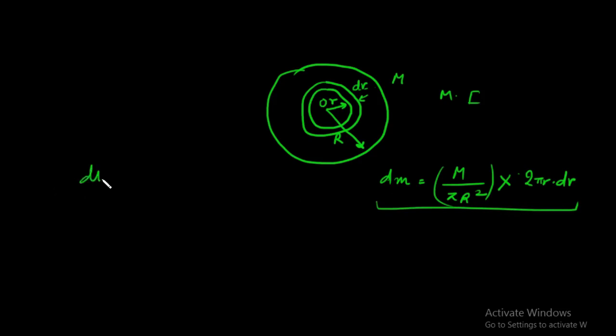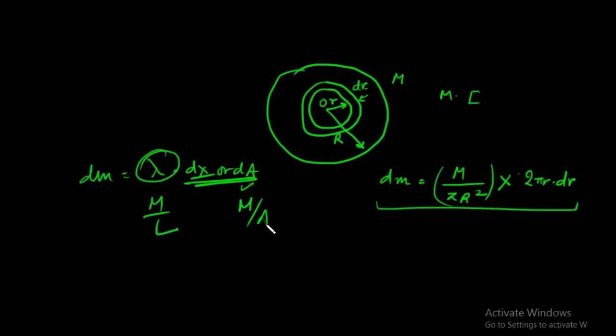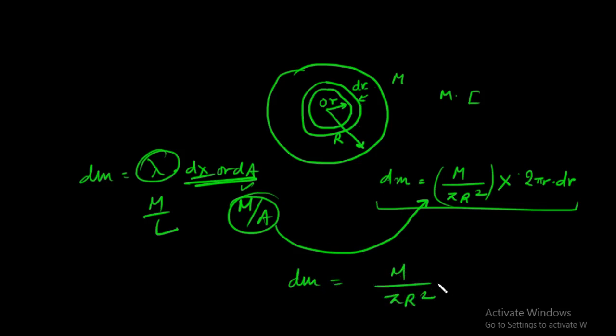Since I already told you, mass can be taken in terms of a constant quantity, and this can be either length or area. A constant quantity in terms of length will be m divided by the whole length, but in case of area this will be m divided by the whole area. So here this is m divided by the whole area times the differential area, which will be 2 pi r, the length of the ring, times the width of the ring. So dm would be equal to m divided by pi r square times 2 pi r dr.